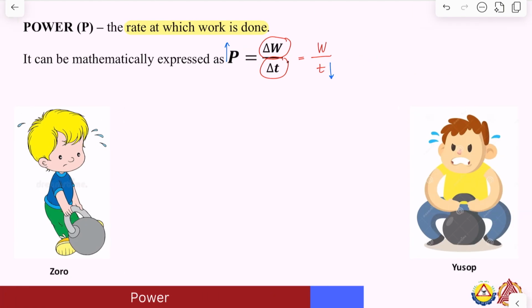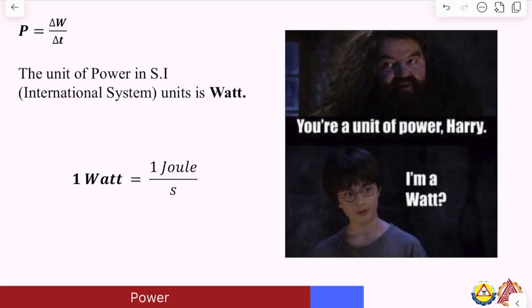Okay? Now, the SI unit of power is watt, and hence this classic meme. So we have here Hagrid telling Harry that you're a unit of power. And then Harry is just saying, I'm a watt, because watt is basically your SI unit for power. So let's put in a little bit of a laugh.